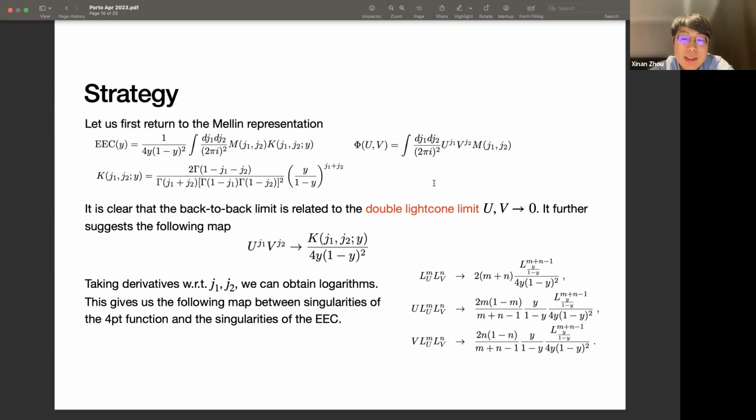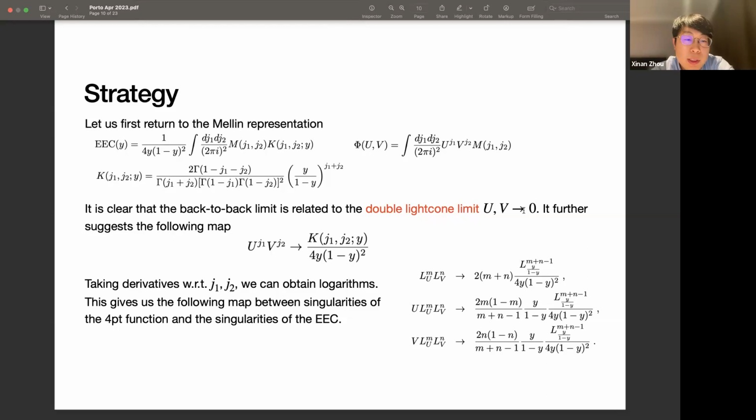It is quite clear that, first of all, the back-to-back limit of this EEC, where y goes to 0, is related to the double light cone limit of the 4-point function, where both u and v go to 0. Essentially, in the small y limit, we want to close the contour of J1 and J2 to the right, and we pick up the poles on the right half of the real axis. This is the same thing as for this reduced correlator. This was already pointed out in a paper by Korchemsky.